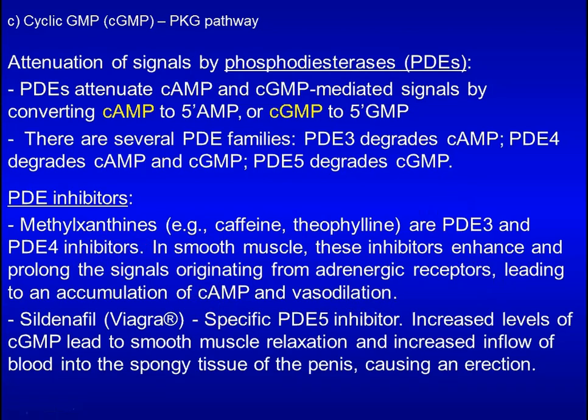Sildenafil is a specific PDE5 inhibitor. It raises cyclic GMP levels in smooth muscle, which cause relaxation of smooth muscle and increase inflow of blood into the spongy tissues of the penis, leading to an erection.